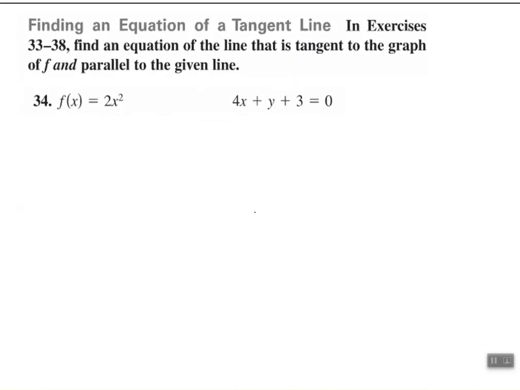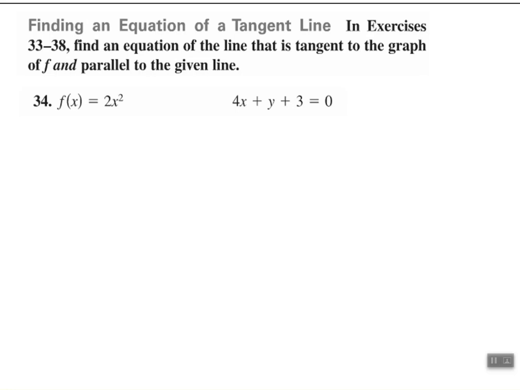All right, so find an equation of a tangent line. In this problem, we want to find an equation of the line that is tangent to the graph of f and parallel to the given line, in this case 4x plus y plus 3 equals 0. So one thing to know about parallel lines is that parallel lines have the same slope, right? So first of all, I want to find the slope of each one of these: the f of x equals 2x squared using the limit process, and the slope of 4x plus y plus 3.